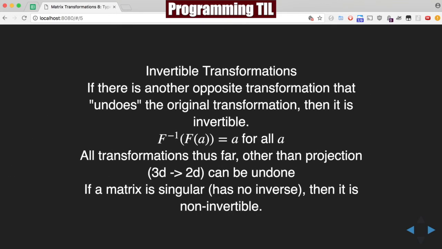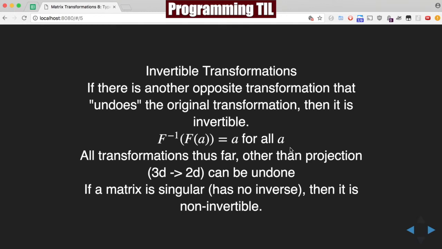Invertible matrix: if there's a way to undo the original matrix transformation, then it's invertible. So if we have this new function f⁻¹, and you apply it to f(a), and it's equal to a for all a, then it is an invertible transformation.